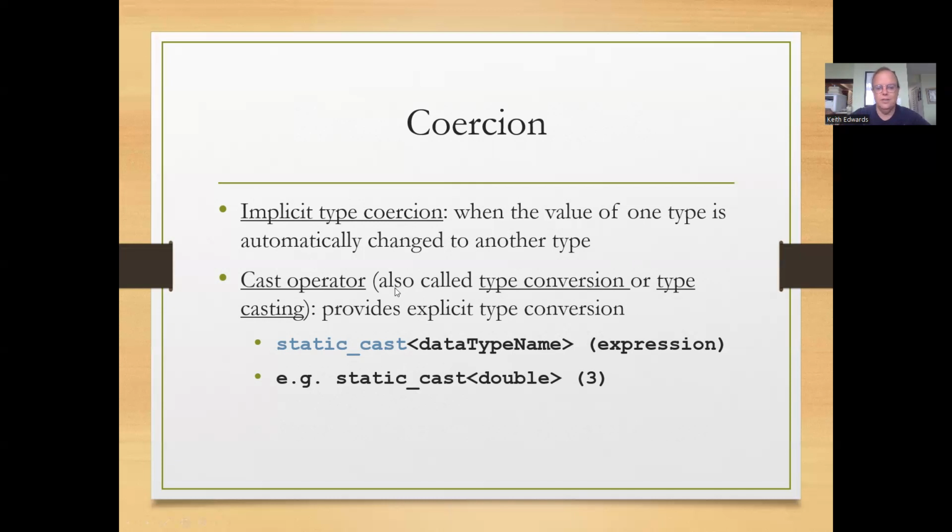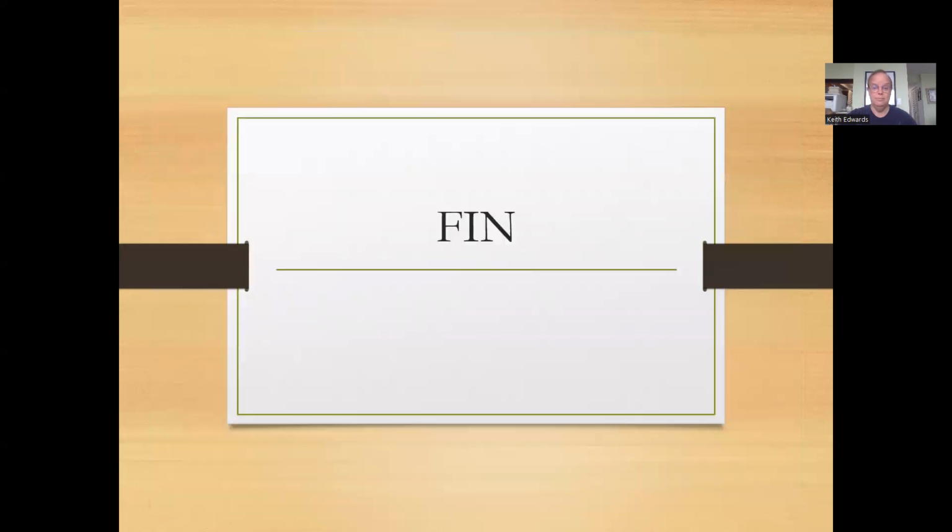And that's the cast operator. So in C++, you would do static cast. You would give the data type. So for example, static cast double 3 would change 3 to 3.000, etc. So that takes that 3 and changes it from an integer to a double precision data type.